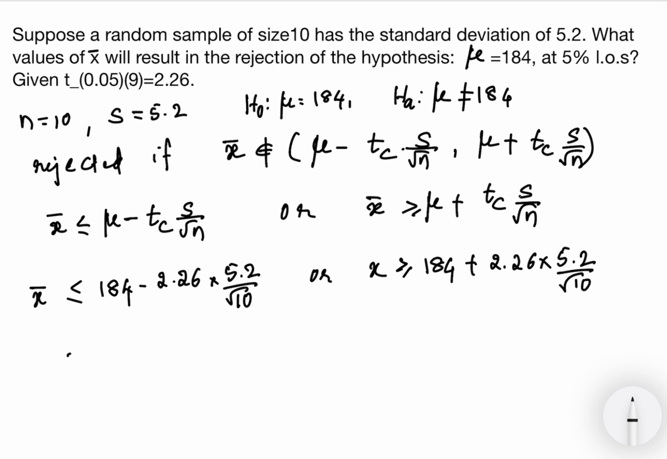So this gives us x bar less than or equal to 180.28 or x bar greater than or equal to 187.72. So if x lies anything below 180.28 or anything above 187.72, we are going to reject the hypothesis, that is the null hypothesis, mu equals 184. That means mu will not be equal to 184 when x bar lies below this value or above this value.